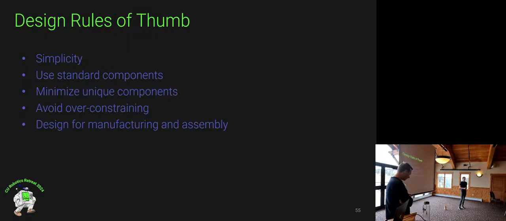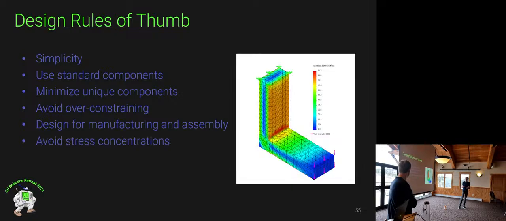Design for manufacturing and assembly. This is important. You might design a robot that looks fine in CAD, and then you realize you can't screw in a bolt because it's being blocked by something else. Or you can't 3D print it because there's an overhang that's super hard to print. Exactly. So very important.